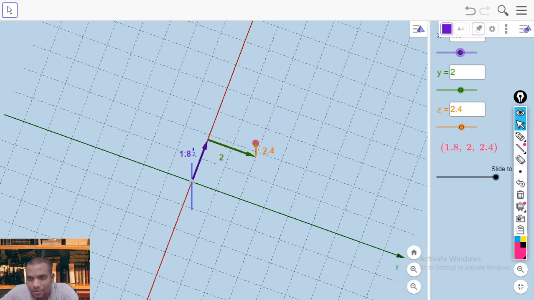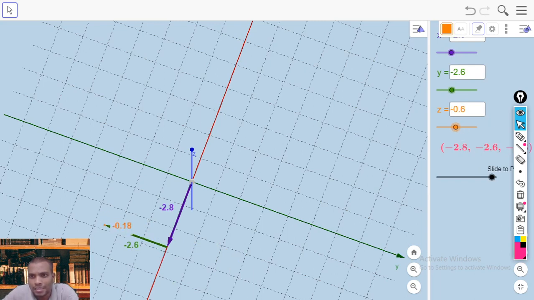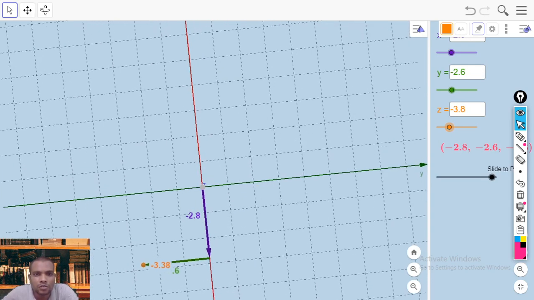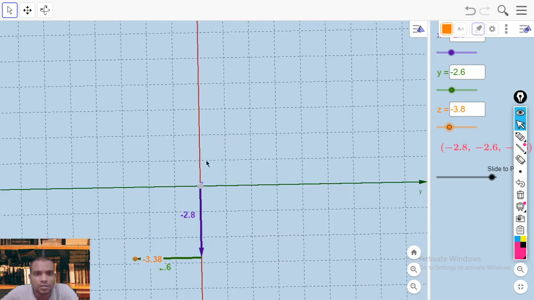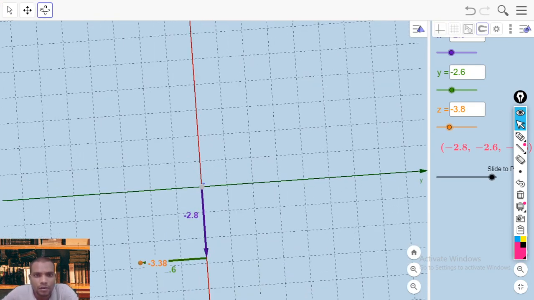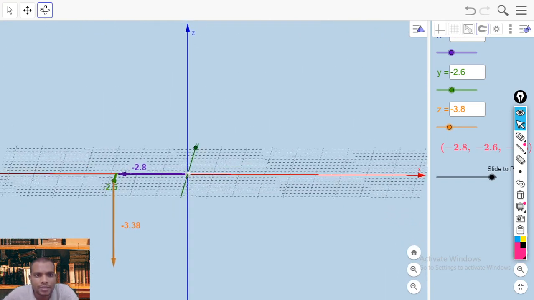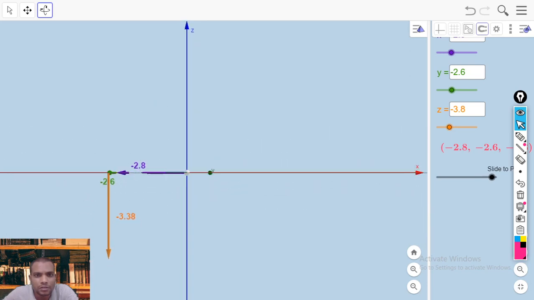So let me change one more. Suppose I change x to negative 2.2, and y again to negative 2.8, and now z is also, let me take around negative 3.6. Now here you can see where the location of the object is. If you turn to a particular angle, then we can understand the location of the object. Now here we can see the resultant location.